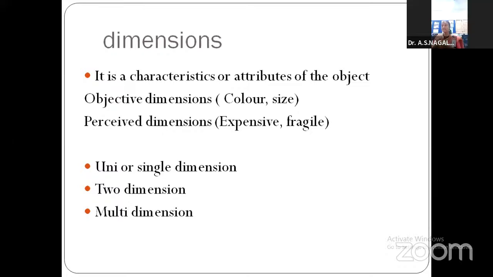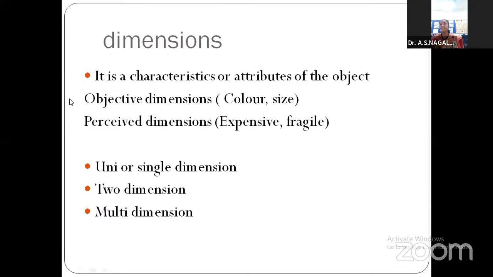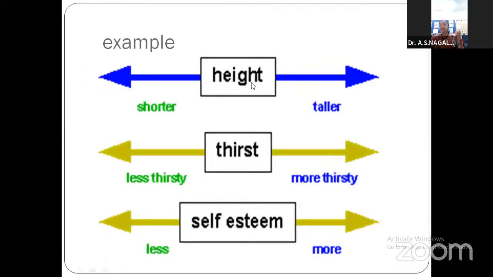Here the dimension is two categories, a single dimension: whether people are favoring CSR or not favoring CSR. It is a single dimension. Just like this, when you take height, you take a moderate; from the moderate, people who are less than that are shorter, and people with a higher value than the mean are called taller. Similarly, we have thirst, less thirst or more thirst, and self-esteem, more or less. This is called a single dimension.